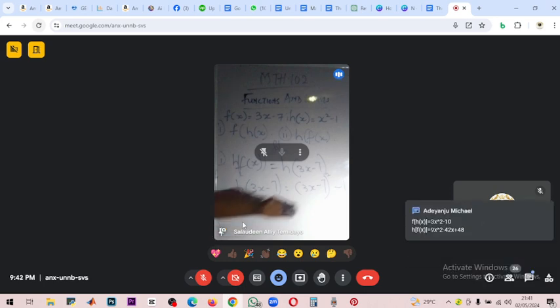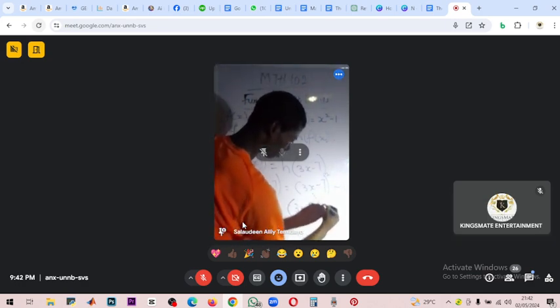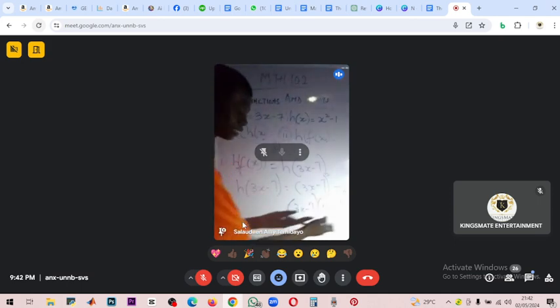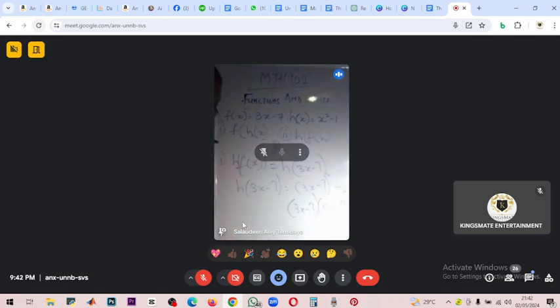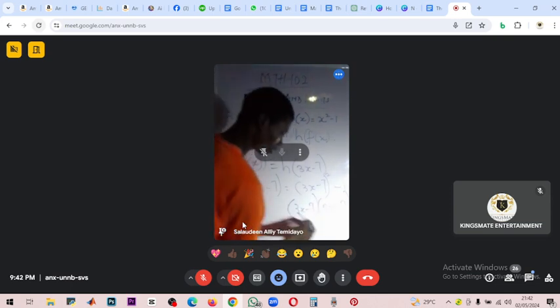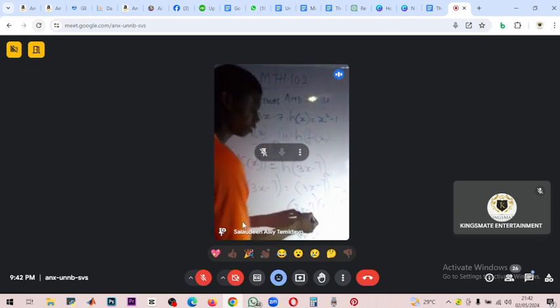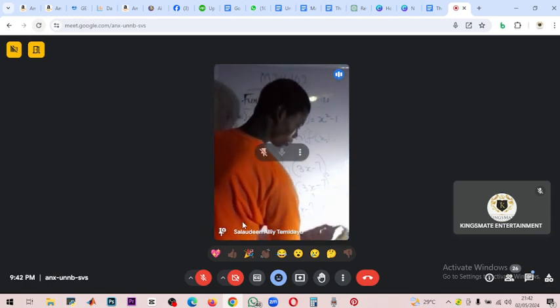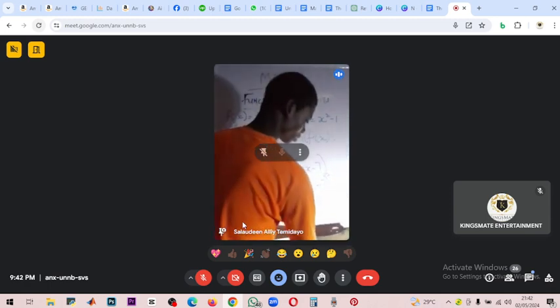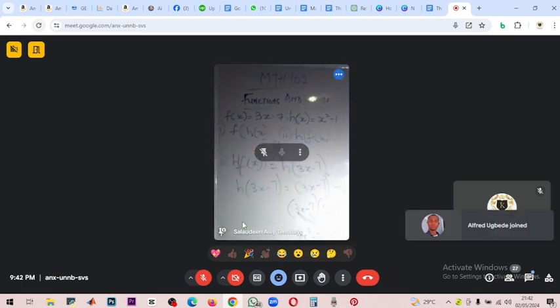Now this one is just to expand this bracket. Expand it, write 3x minus 7 times 3x minus 7. I treated this last semester when we were doing quadratic equation, factorization. So 3x times 3x, that's 9x squared. 3x times minus 7, minus 21x. Minus 7 times 3x, that's minus 21x again. And minus 7 times minus 7, that's plus 49. So it's that same thing I explained. That's the way you solve that one. You just expand the brackets.